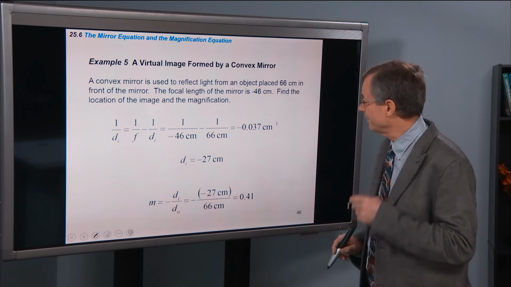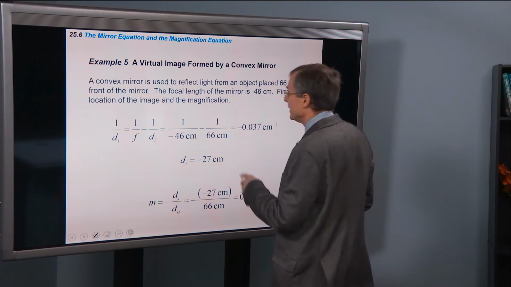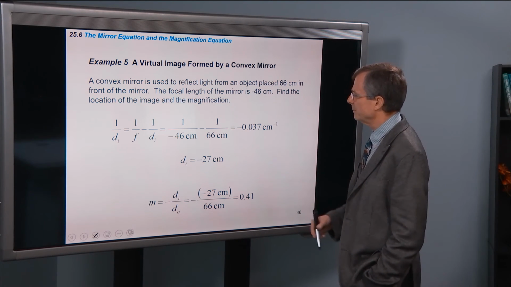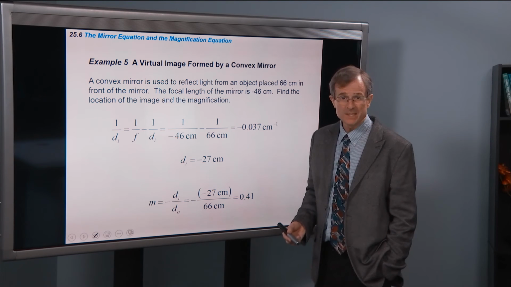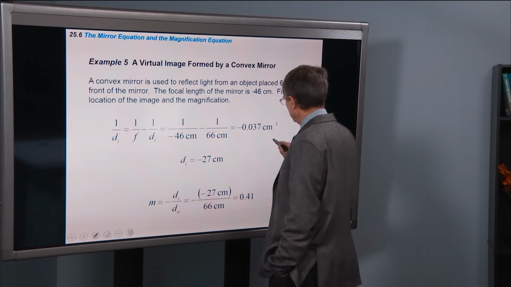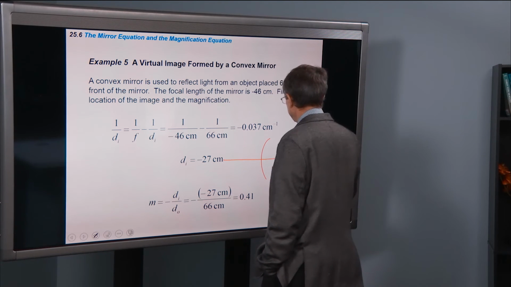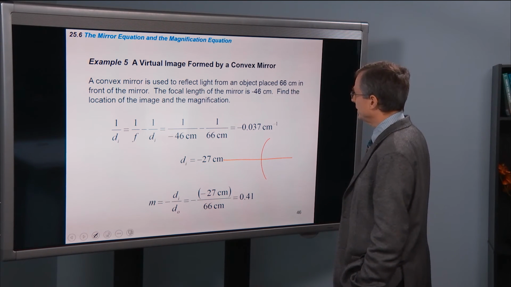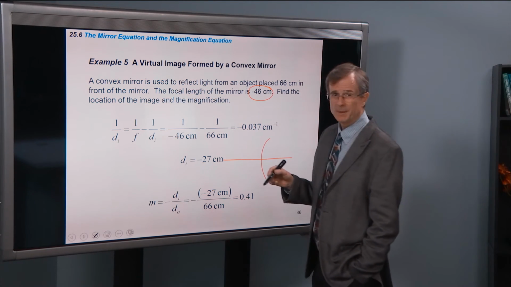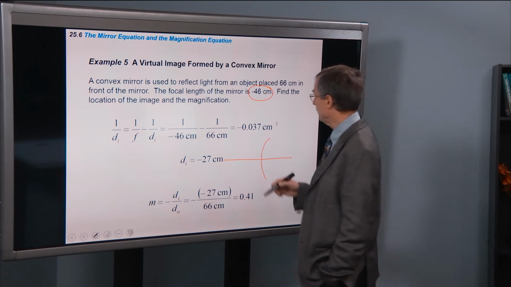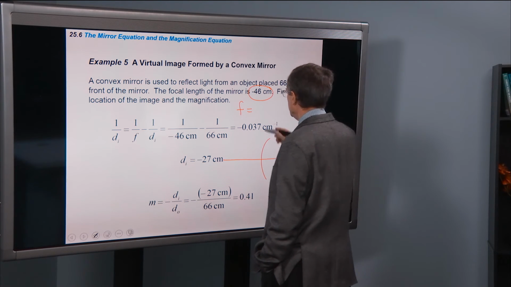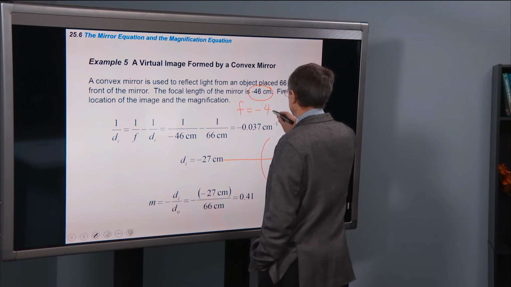Another example, convex mirror. Let's do an example with that. A convex mirror is used to reflect light from an object placed 66 centimeters in front of the mirror. Remember, the convex mirror is the easy one. All right, the focal length is minus 46. And you say, well, there must be a typo here. The focal length can't be negative. And I say, yes, it can. Remember, the focal length of a convex mirror is a negative number.